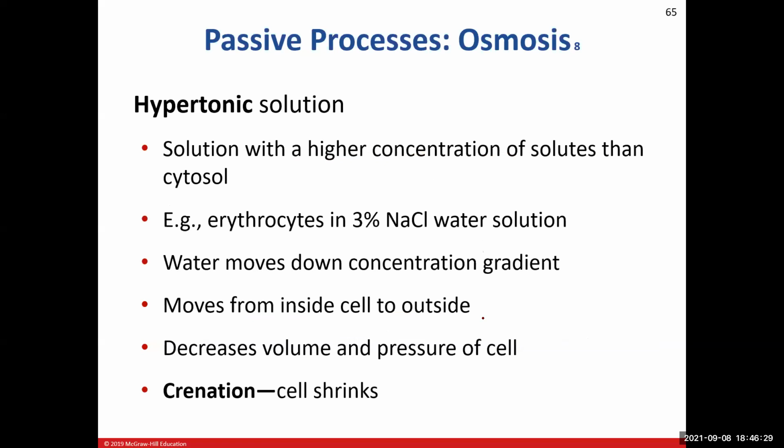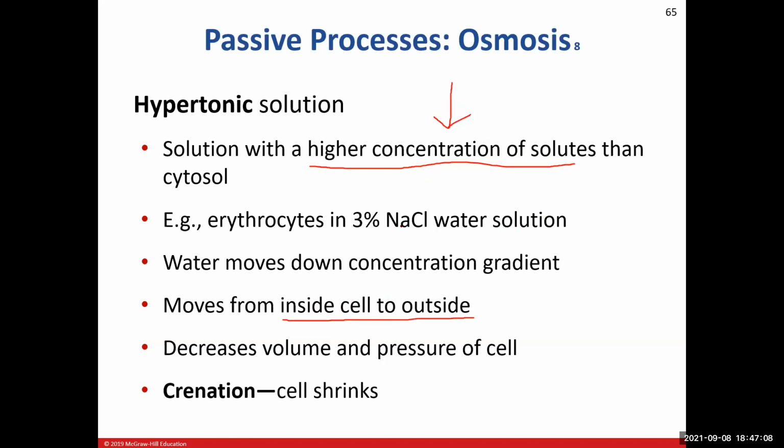All right, the last type of solution is the hypertonic solution. So now we're taking our red blood cell and we're going to drop it into a solution that has a higher concentration of solutes than the cytosol, which means it has a lower water concentration than the cytosol. So again, water is going to move down its concentration gradient. It's going to move from the inside of the cell towards the outside because there's less water outside, but yet it's a higher concentration of our solutes.